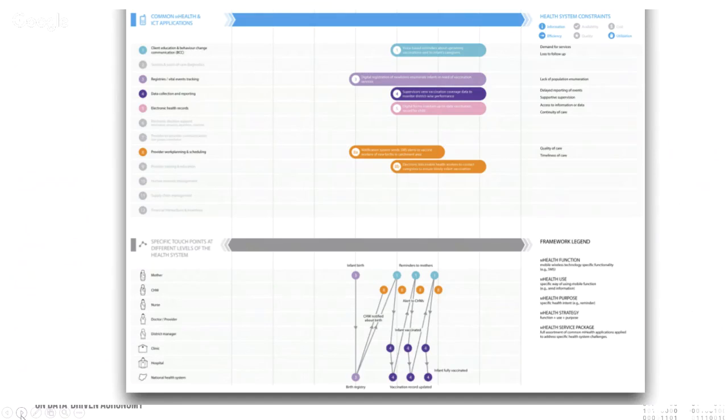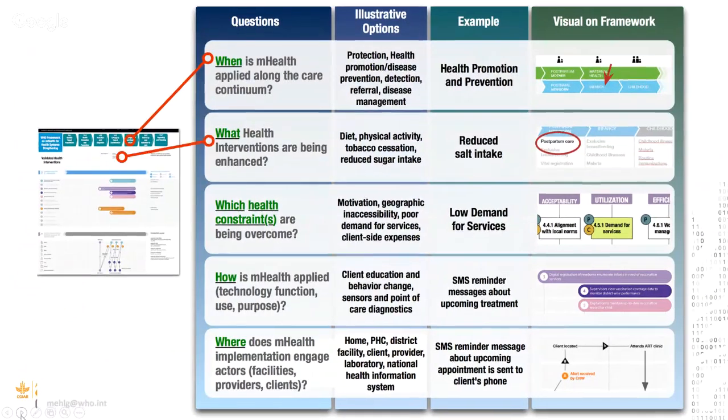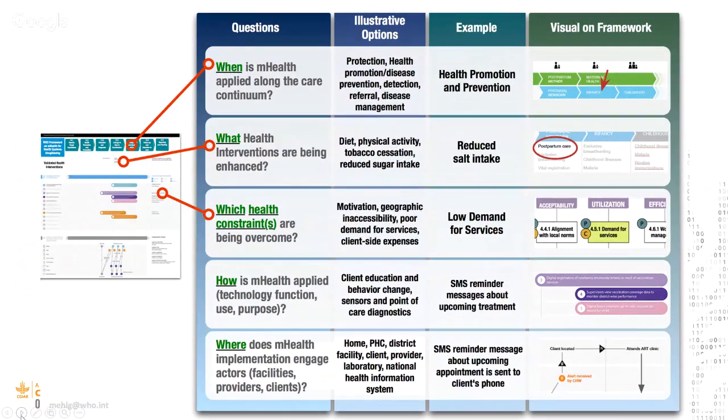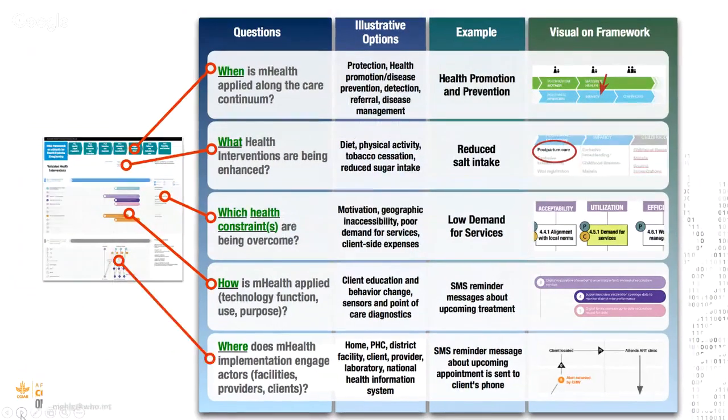At the bottom of this slide, you can see the specific points in time where the interventions are going to take place. And so what this framework really allows you to do is kind of dig into the details of the where, who, what, when, how. And so here, when along the continuum of care are you going to be using a particular digital intervention? What is that intervention that's being enhanced? What are the specific health constraints that are trying to be overcome? How is the digital health tool being applied? And where is the actual implementation going to engage?